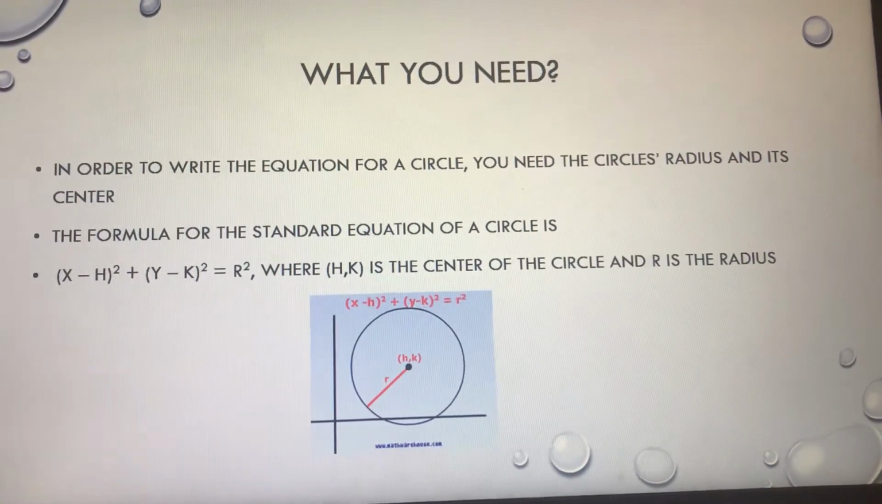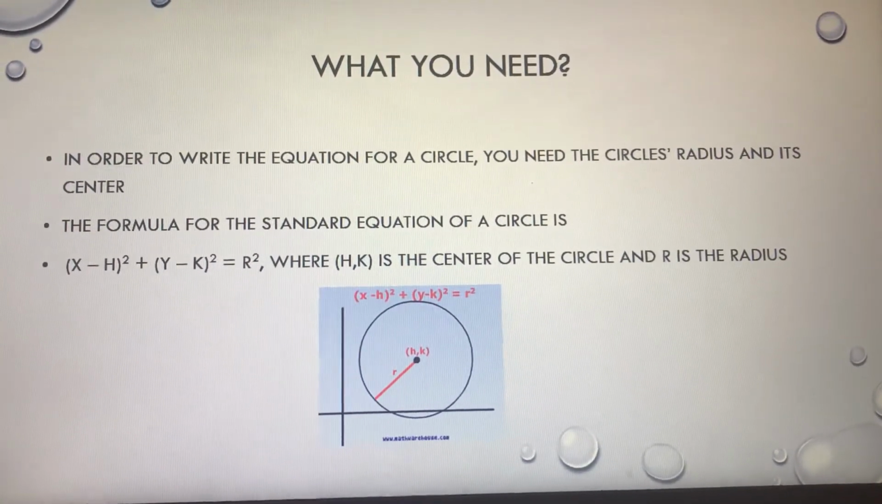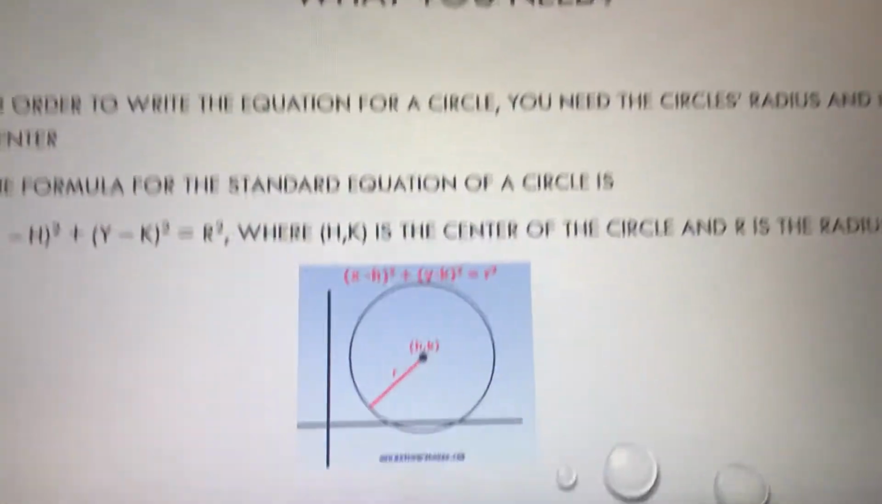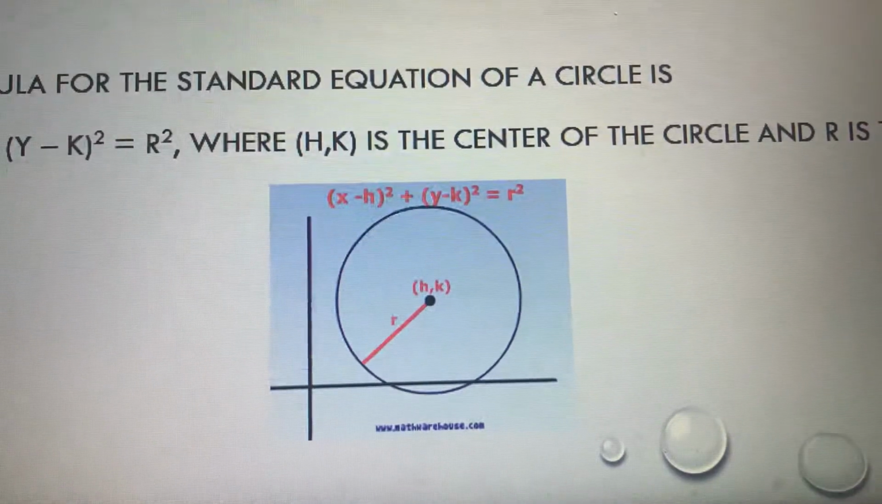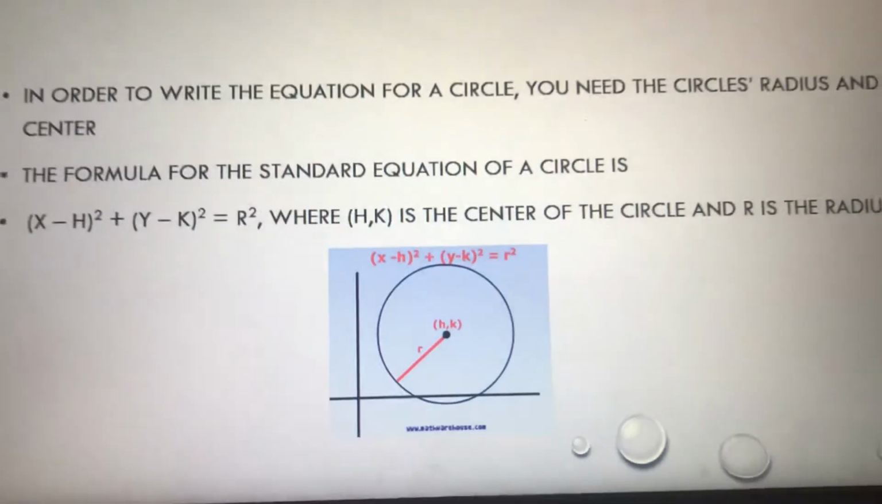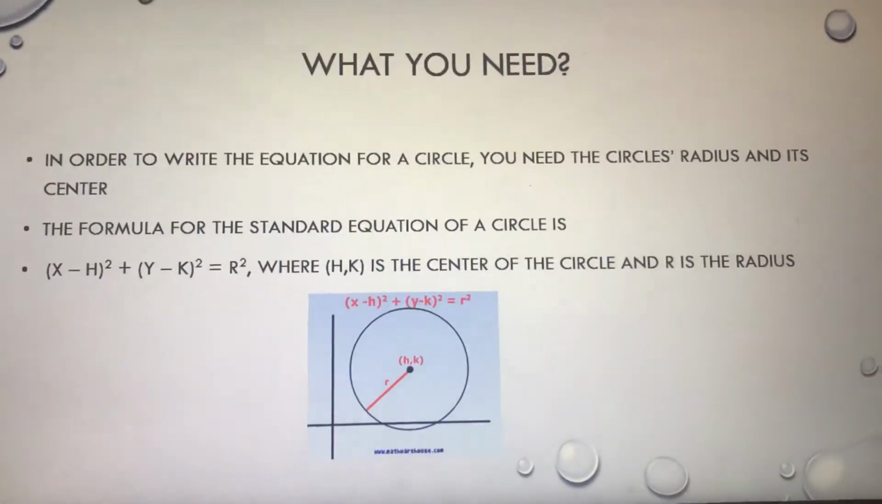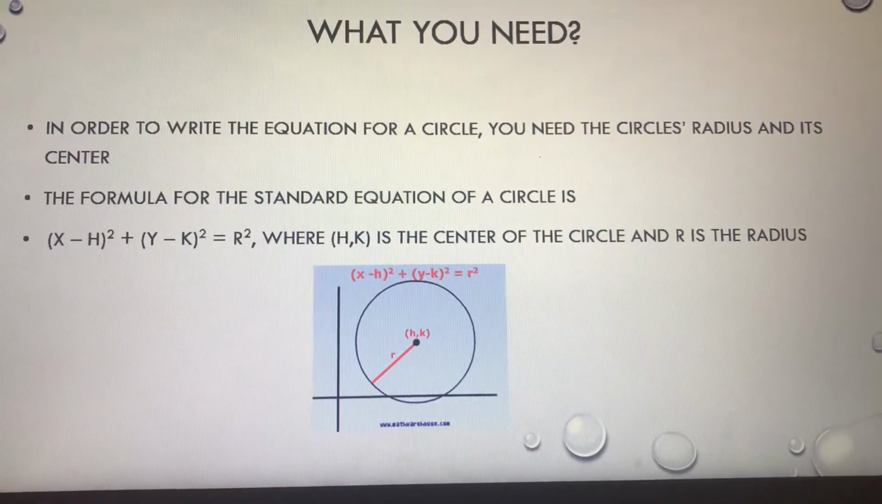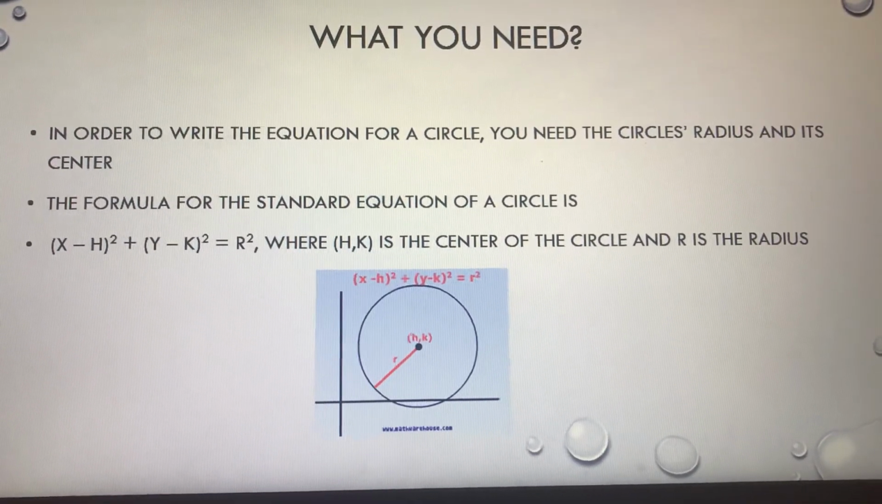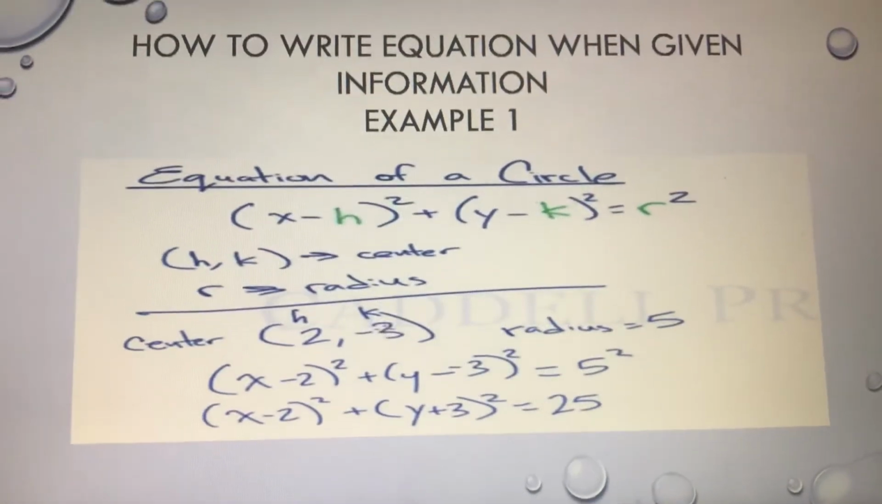(h, k) is the center of the circle and r is the radius. I drew a little example down here for you. I want you to pay attention to the operations in the equation because that's important. There's a subtraction here and a subtraction here. That's very important when you go to plug in the center if the center falls in a negative number. All right, how to write an equation when given information.